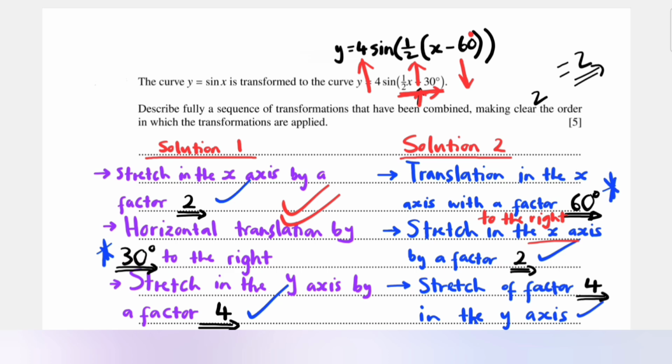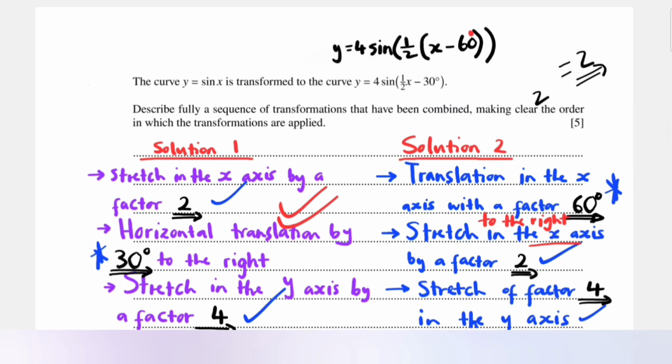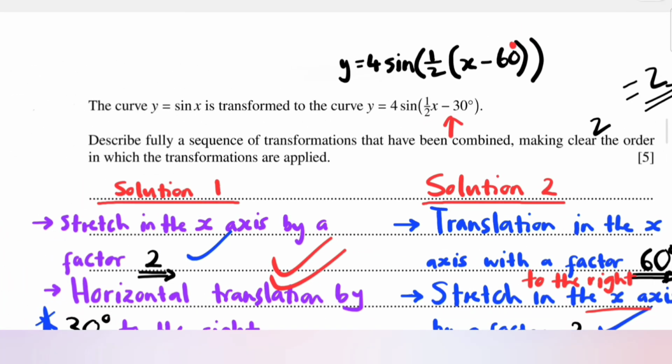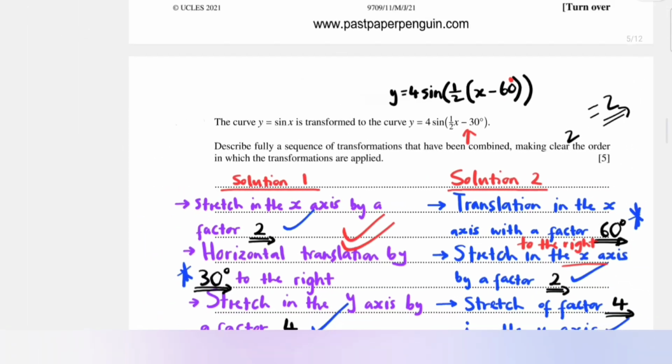So whenever you're faced with a similar question, I would suggest that you factor out this bracket first, so that you get a transparent structure of the transformations. Then you go on to answer the question starting with the transformation that is closest to x.